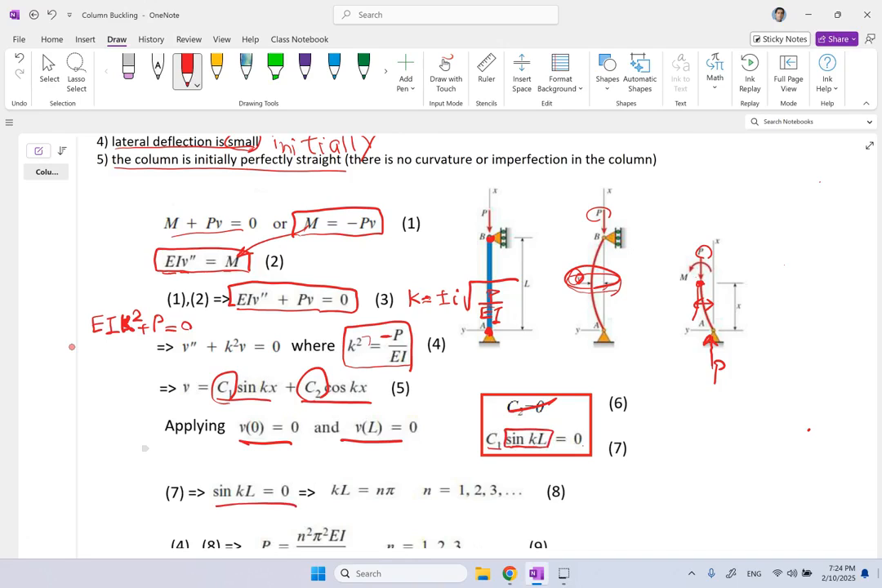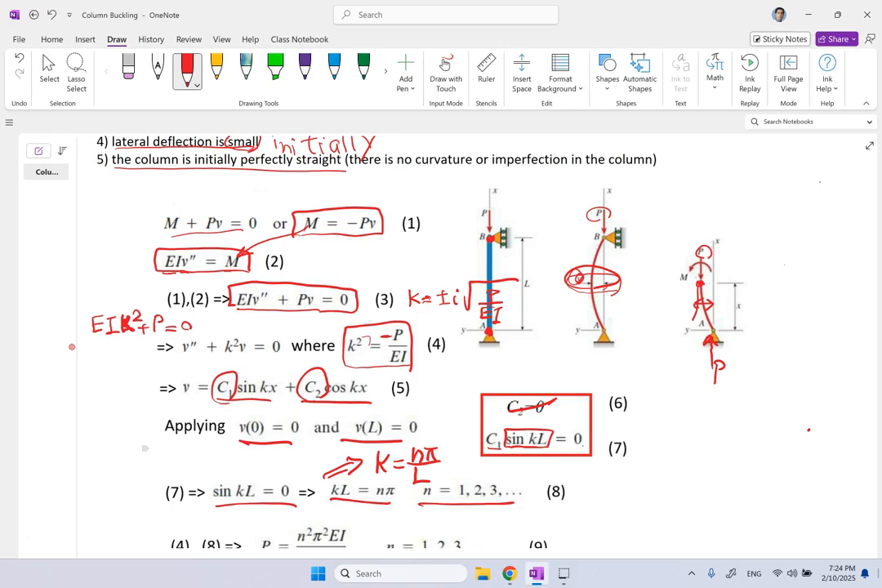So C1 cannot be 0, so sine of KL should be 0, which is what you can see. And that means KL is an integer multiple of pi. From here, I can find K. K is clearly n pi over L. Okay, so that K, that root, I found it.